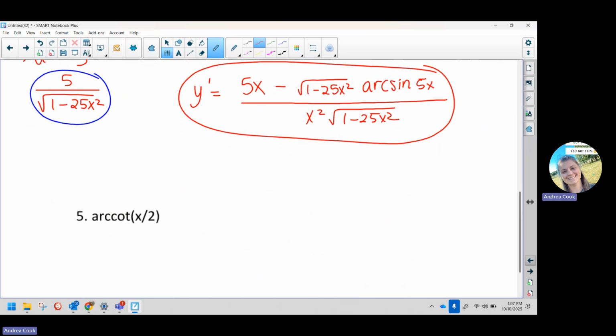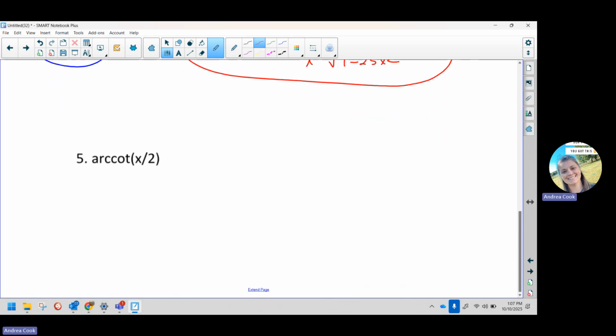All right, questions on that one? All right, here. The derivative of arc cotangent is negative u prime over u squared plus 1. So u is x over 2. I personally changed that to be 1/2 x, because sometimes when I see x over 2, I want to think quotient rule. But if I rewrite it as 1/2 x, it's a lot easier than doing quotient rule.